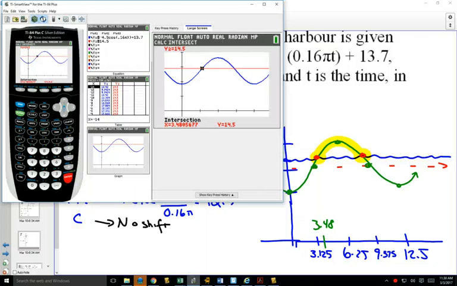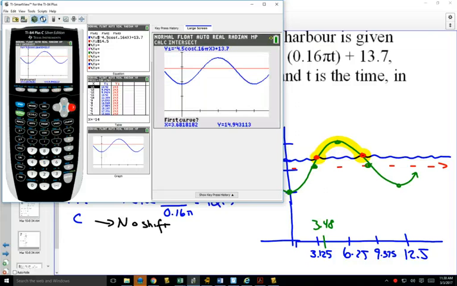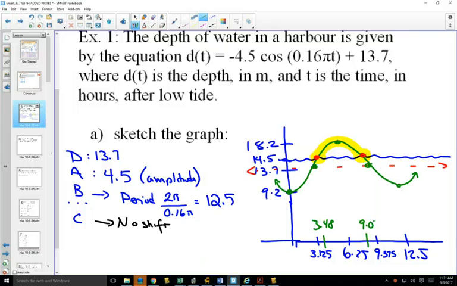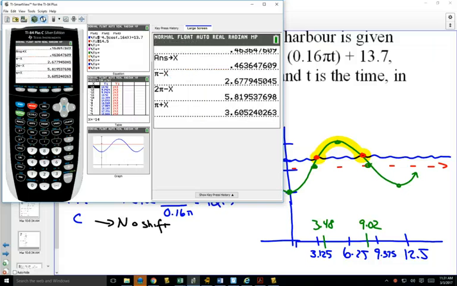So if I want to find the second one, I'll go second, calculate, number 5, intersect again. I'm going to have to move my cursor until I get closer to the second one. And now when I push enter 3 times, now that it's closer to the second one, it finds that one. And that one happens at 9.02. So how long can it be safe? Well, if we go 9.02 minus 3.48, it's going to be safe for 5.54 hours.